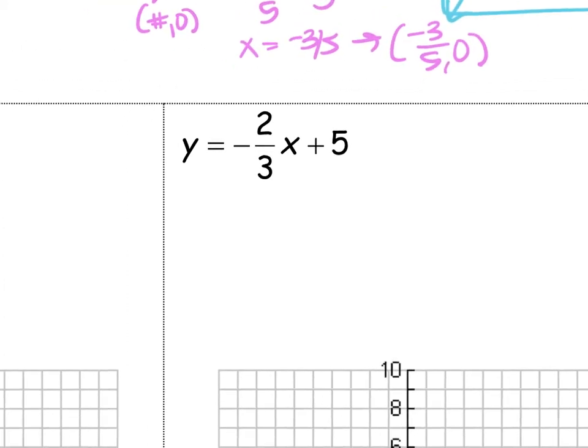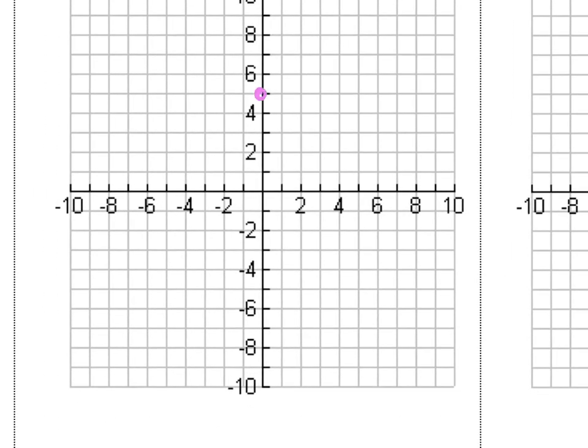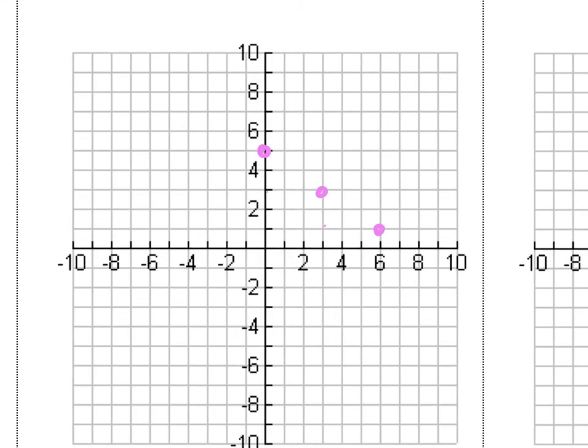This next equation is also in slope-intercept form. Slope of -2/3, y-intercept of (0, 5). So plot the point (0, 5). -2/3 would be down 2 to the right 3, down 2 to the right 3, or up 2 to the left 3. And then we have a line that goes through those points.